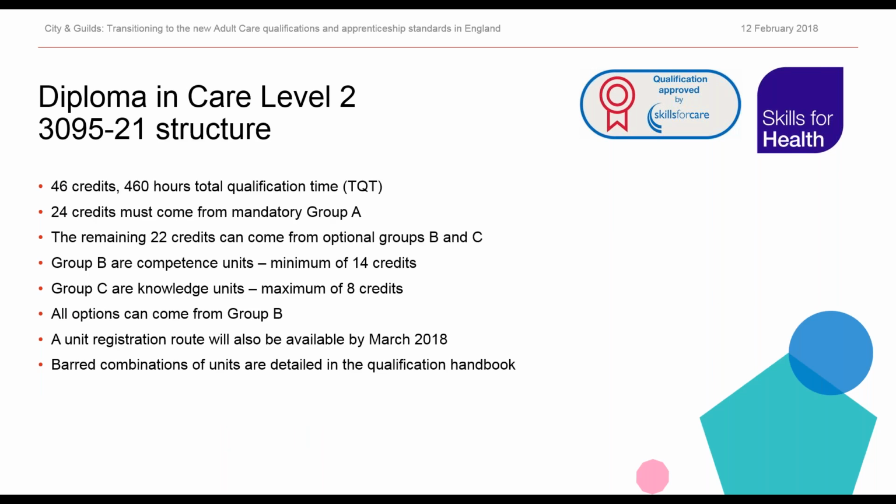So this qualification is a 46 credit or 460 total qualification time size qualification with 24 credits that need to come from the mandatory group of units, and the remaining 22 credits can come from optional group B and C. I'll let you read the rules of combination there. We're also in the process of just building the unit route, registration route, which will be available next month. And in the handbook, which is on the website, the barred combination of units are detailed for you.